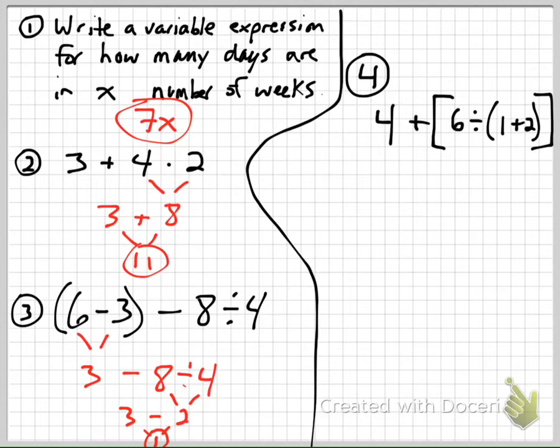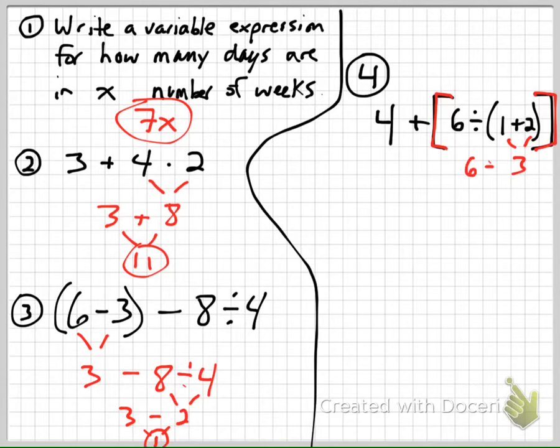Number 4. First thing you look for, parentheses. Do you see any? Yeah, more than one, right? Which one do I do first? What's the rule? Left to right. It's the one that comes first, left to right. So we're going to do this guy first. Inside of that guy, we now have a brand new problem, and we go, okay, do you see any other parentheses? Yes, we have to do 1 plus 2 first, which is 3.